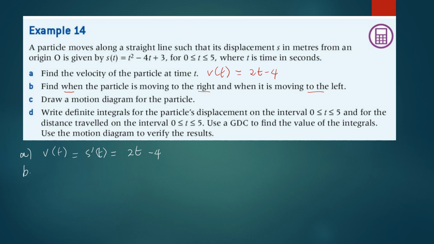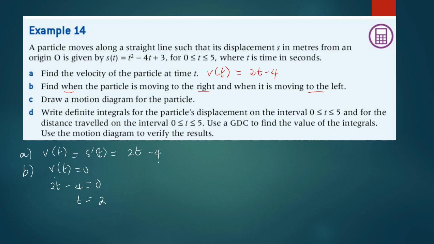Okay, for the next one, letter B, when is it moving to the left or to the right? So what we are going to do is to find the point where it is at rest. So that's going to be where our v of t equals 0. So we have 2t minus 4 equals 0. That gives us t, which is equal to 2.